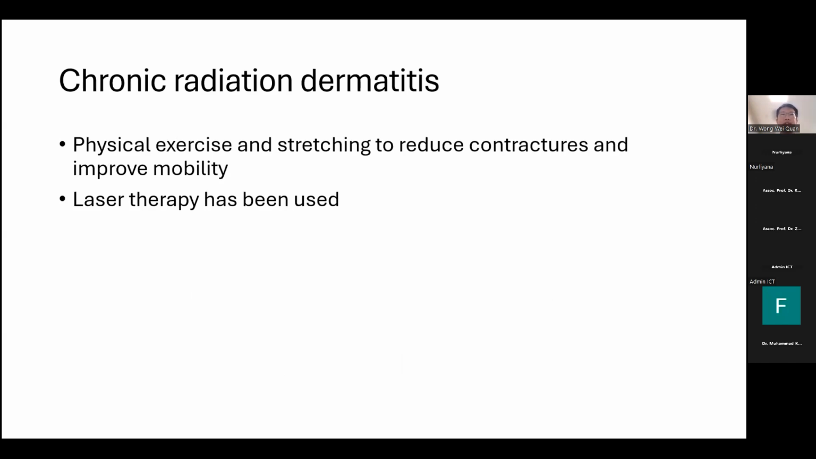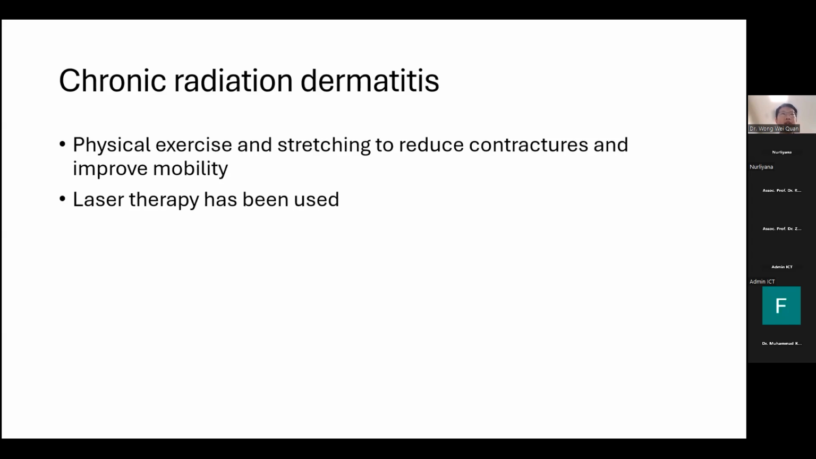Some patients may have induration, fibrosis, and scarring, and this can be disfiguring, and it can limit a range of movements, especially if it occurs at joints. So stretching exercise can help to reduce contractures, help them improve their range of mobility. Some other patients may find the cosmetic effects very difficult to accept.